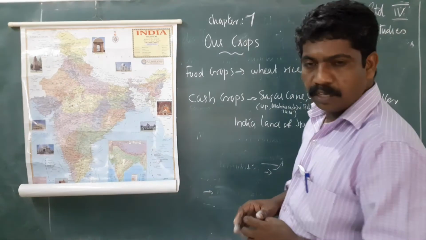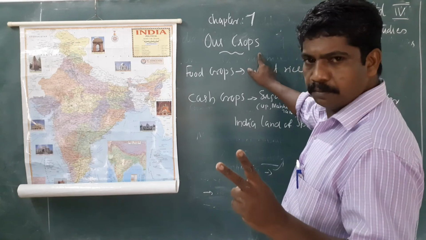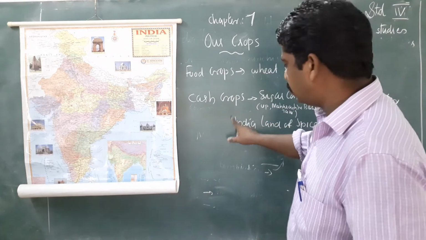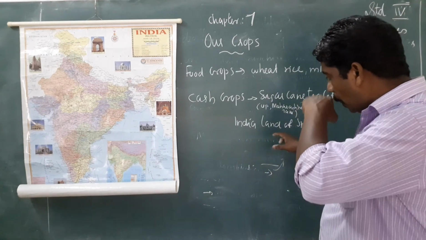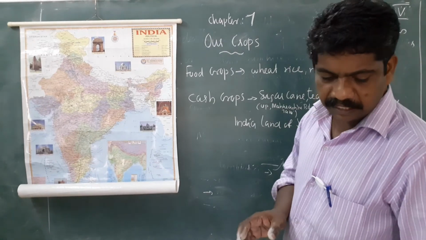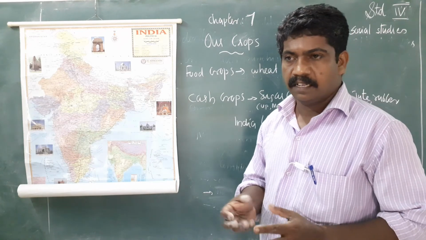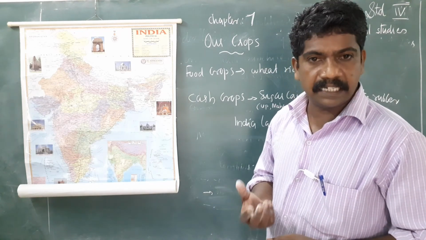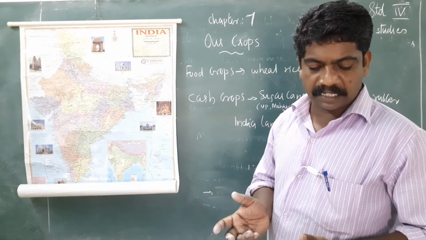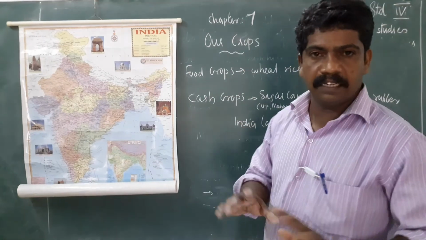So I think you understand, our chapter name is Our Crops. In India, we produce mainly two types of crops, food crops and cash crops. India also produces spices. Therefore, India is called a land of spices. Nowadays, irrigation facilities, availability of water, HYV seeds, high yielding variety seeds, and pesticides. Because of the use of all these things, our harvest or production of crops has increased.